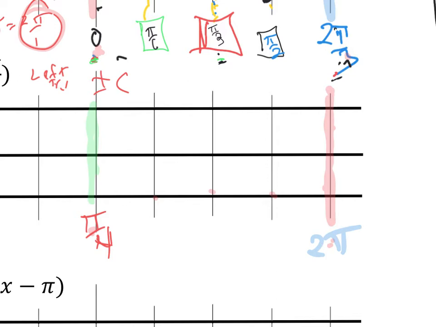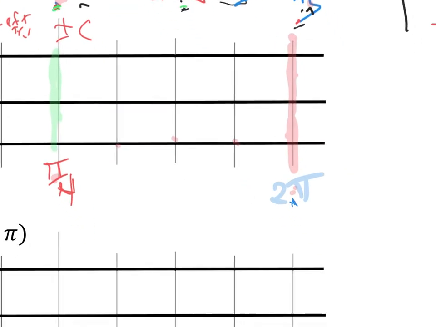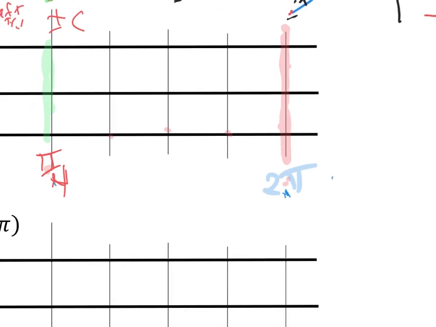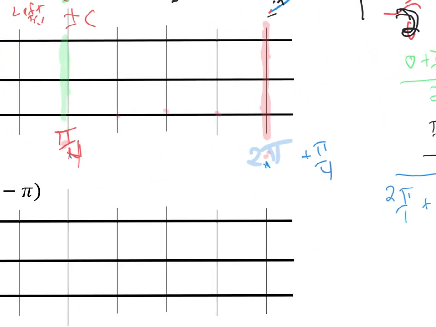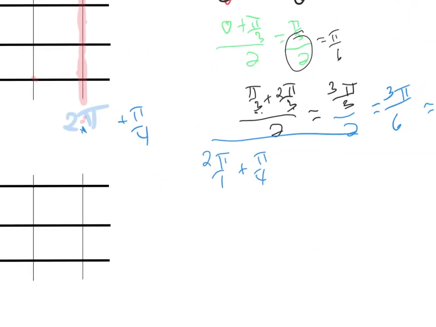Absolutely not. I don't put a 2 pi there. You know what goes there? 2 pi plus this pi over 4. That's what goes there. I don't want to do it there because I need a number there. So here goes. 2 pi over 1 plus pi over 4. I don't divide by 2 because I'm not doing the average. I am just adding to pi over 4.